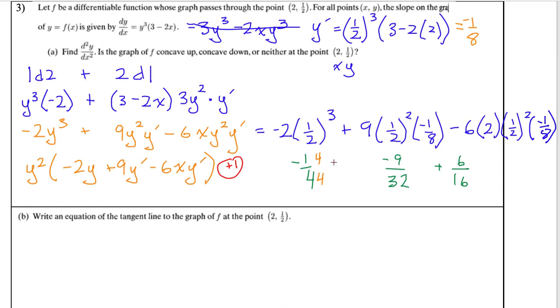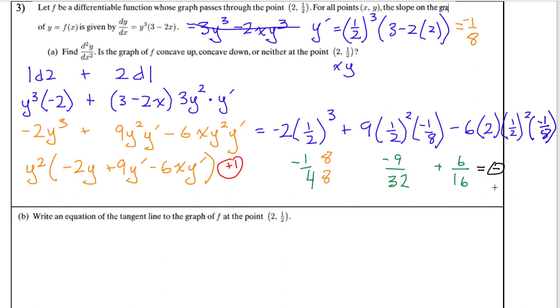Automatically we know that -1/4 is bigger than 6/16, so it's going to be negative automatically. Yeah, that's a good way of thinking about it. These two are negative, and a negative plus a negative is a negative. So we know from here, do whatever tricks you can, this is going to be a negative answer.